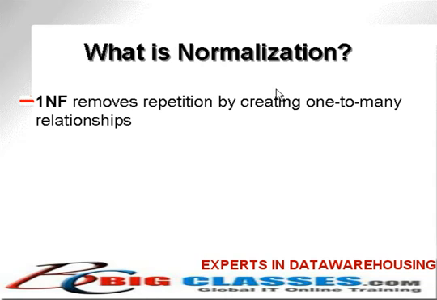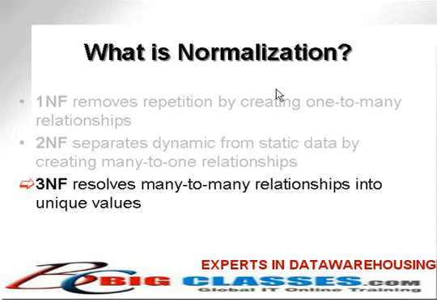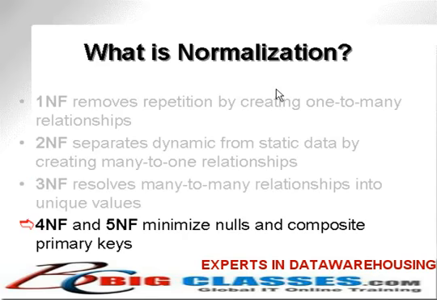So what is normalization in terms of normal forms? What is first normal form? First normal form attempts to remove the repetition within datasets by creating one-to-many relationships. Second normal form separates dynamic from static data by creating many-to-one relationships. Third normal form resolves many-to-many relationships into unique values. Fourth and fifth normal form go layers further down the net.